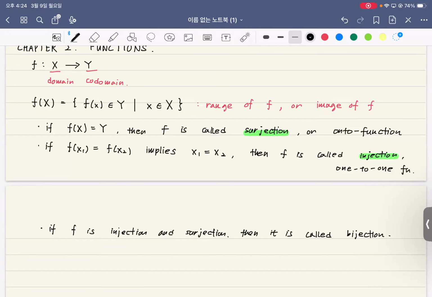So if your function is a bijection, then every element from your domain and every element in your codomain have a one-to-one correspondence. So in other words, intuitively, the number of elements in the domain is the same as the number of elements in your codomain. Or using more involved terminology, we say the cardinality of the domain and codomain are the same. These are some basic terminologies, and we are going to use them a lot for the rest of the semester.